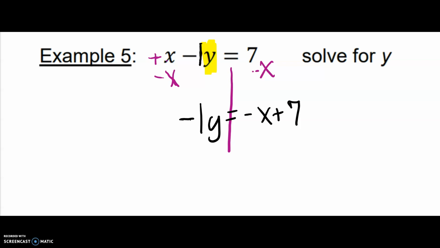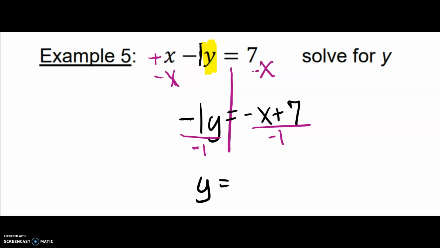Okay, now I still need to get rid of this negative that's in front of the y, because we don't want to know what negative y is equal to. We want to know what positive y is equal to. So in order to get rid of that negative 1, I'm going to divide by negative 1. And you have to divide the whole side by negative 1. So I'm going to divide everything on the right by negative 1. And so that leaves me with a positive y now on the left side, which is what I wanted.